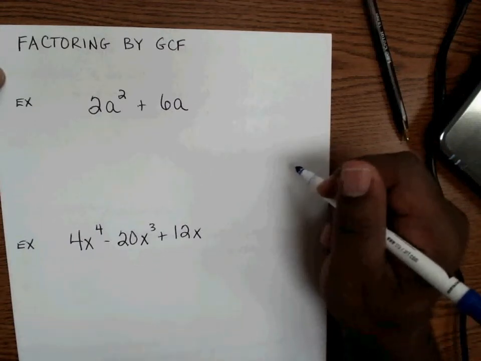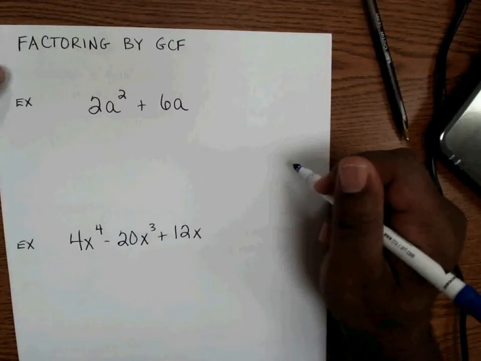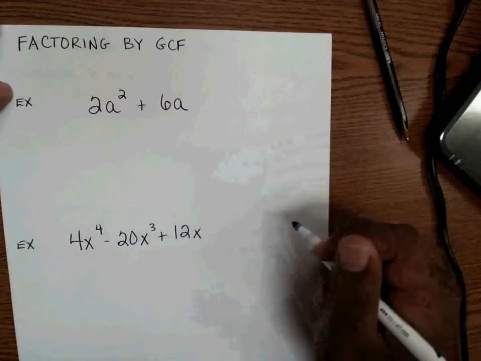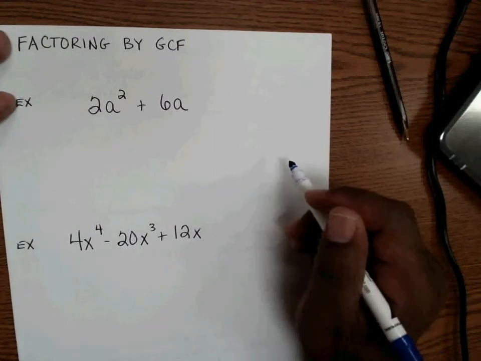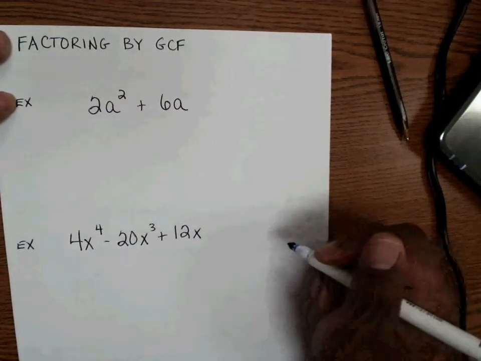Today we'll be discussing factoring by GCF. In prior years in math, we learned that the GCF is the greatest common factor. So what we're looking at is the greatest common factor from each part of the binomial or trinomial.